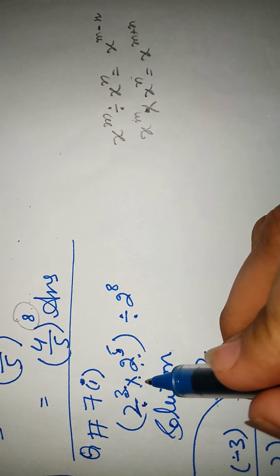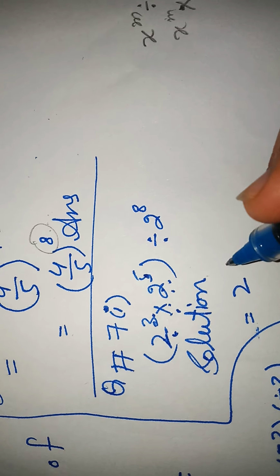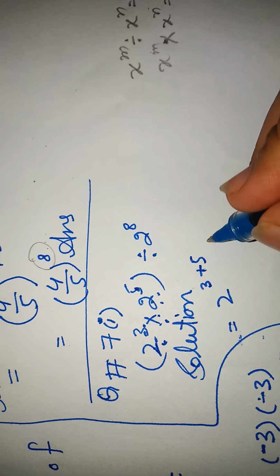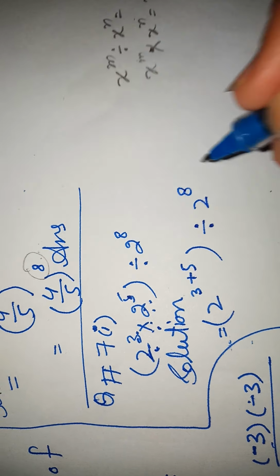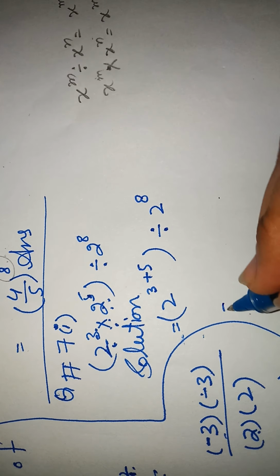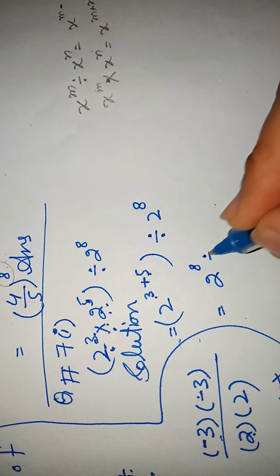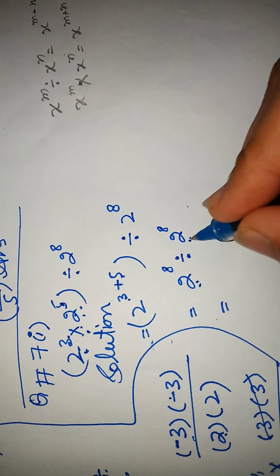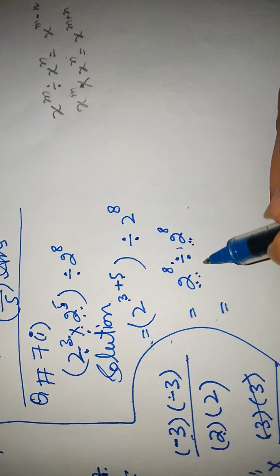Bases are same and they are being multiplied, so what we will do, we will add up the powers like this: 2 raised to power 3 plus 5, they are added, divided by 2 raised to power 8. So this has become 2 raised to power 5 plus 3, it is 8, divided by 2 raised to power 8. So the bases are same and the sign is division between them.